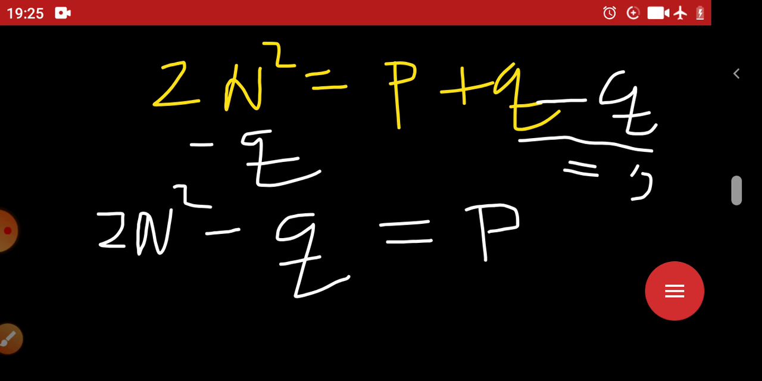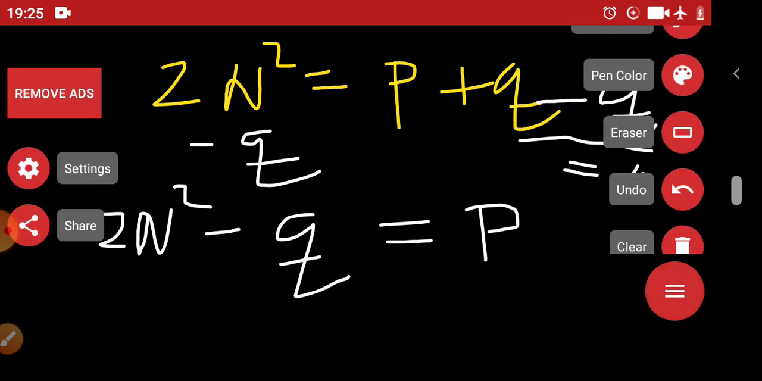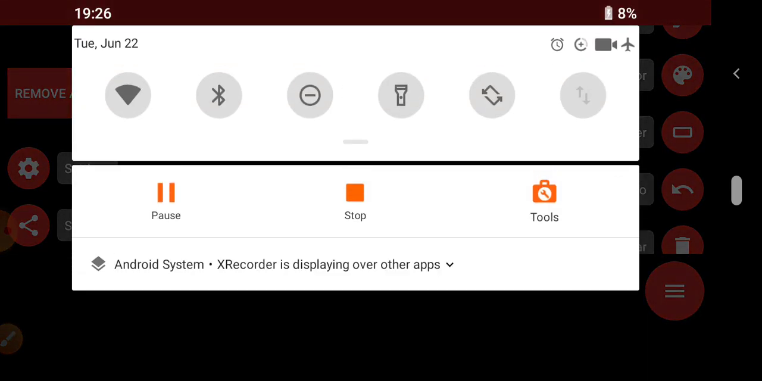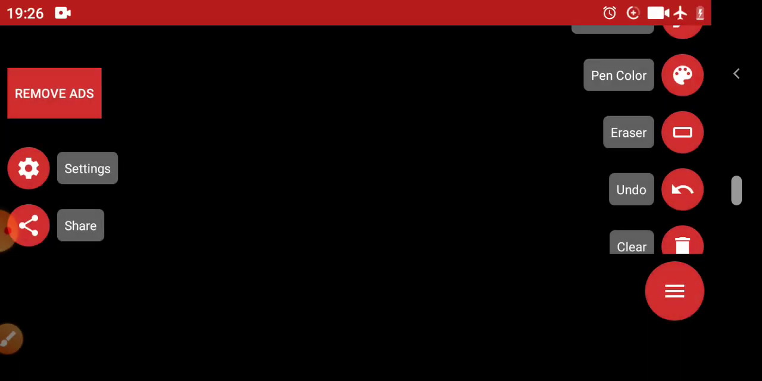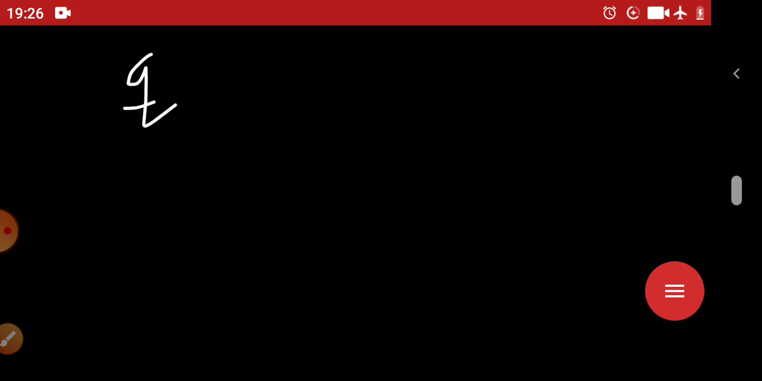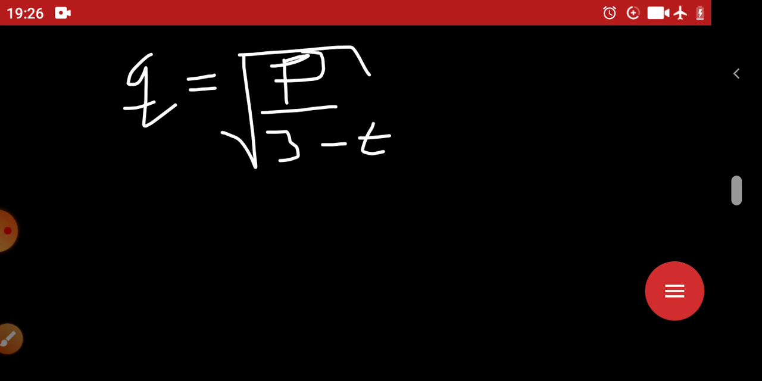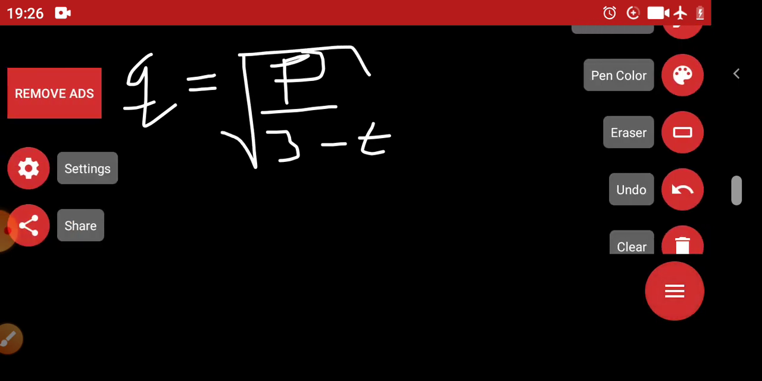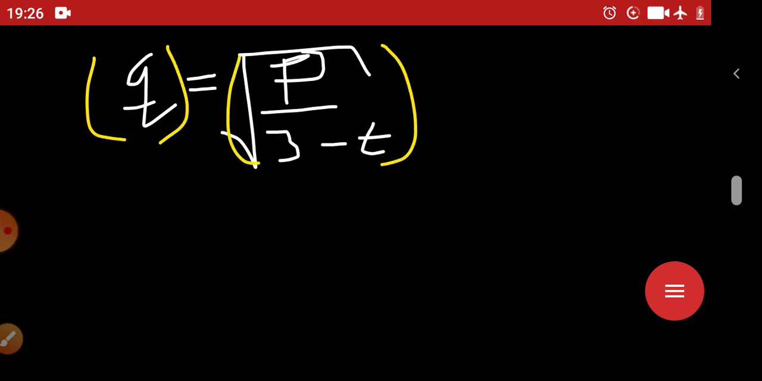So in f, okay, let's see if I can cover f. Okay, I can cover f. Let's quickly go to f. So in f we have q is equal to p over 3 minus t, and this is all under the square root. So we are required to make t the subject of the formula. So we need to remove this square root. So we remove a square root by squaring both sides. So we need to square both sides.